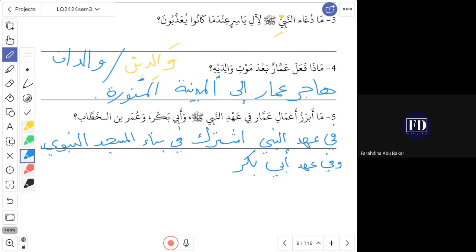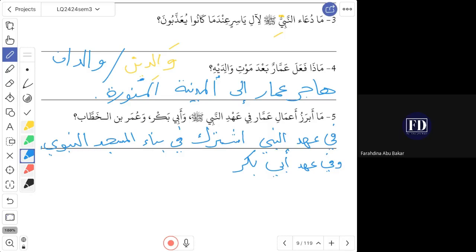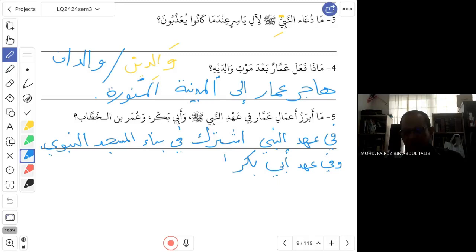Fi harbi al-murtaddin. Before the word fi harbi murtaddin, what is the verb? Ishtaraka again. Ishtaraka fi. So you have to use the verb. Ishtaraka fi harbi al-murtaddin. Naam. So this is during the day of Abu Bakar. Fi harbi al-murtaddin. Naam. Baik. Wa fi ahdi Umar.